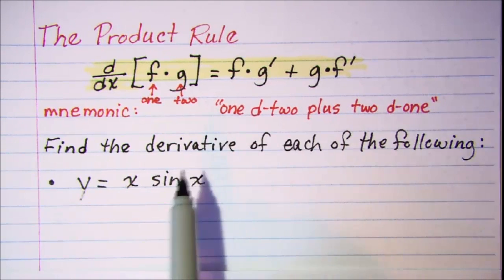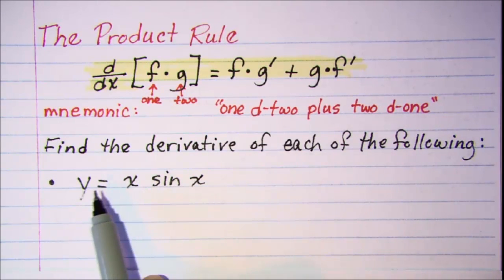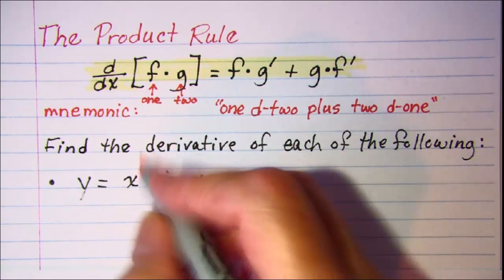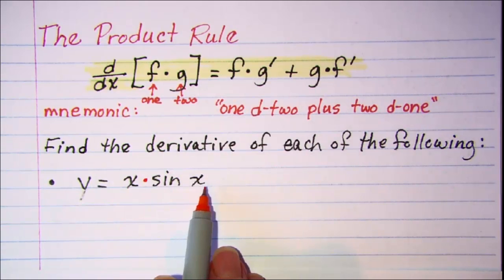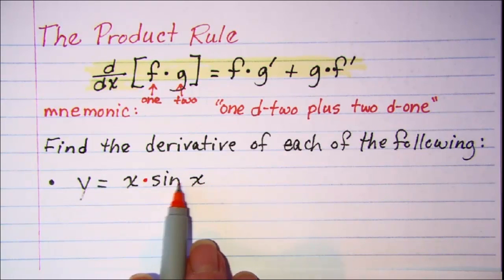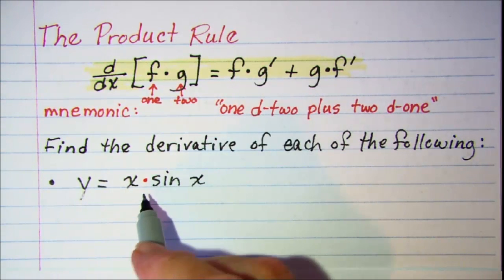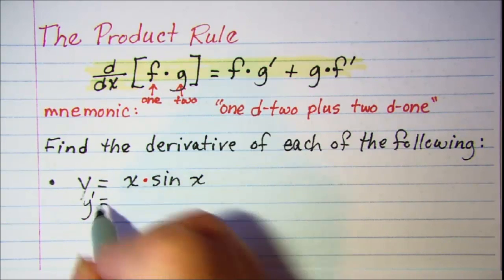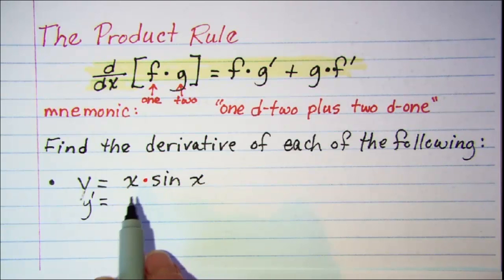Our first problem that we'll be doing is find the derivative of each of the following, and we can see that this is a product. We have x multiplied by the sine of x. This is the argument in the sine function, so we just have two factors multiplied together. Now I'll write out what we're going to be doing, and then I'll do it. I don't usually write it out every time, but I will for the first few.